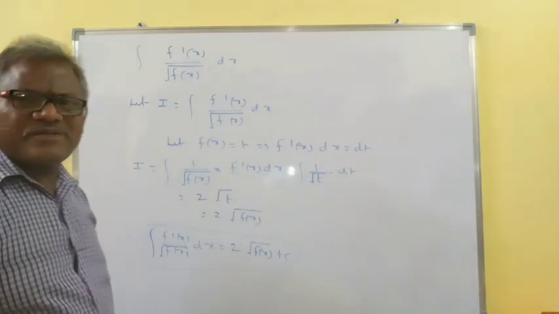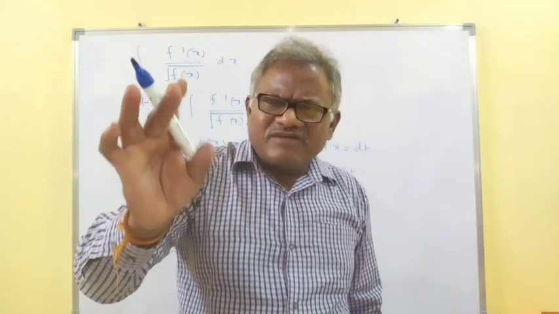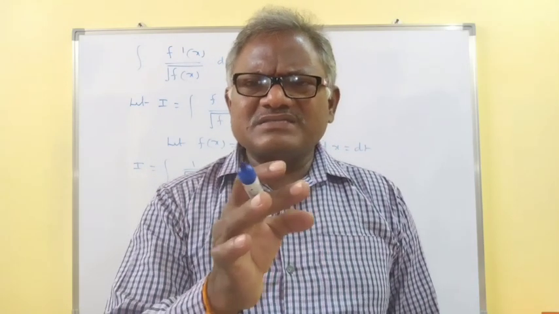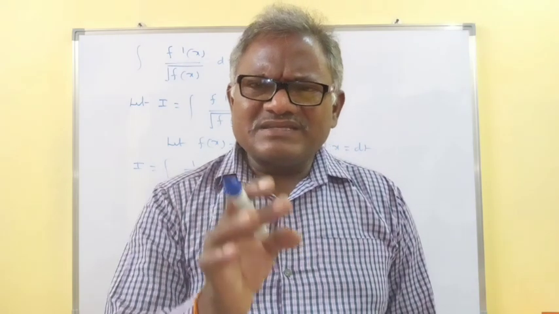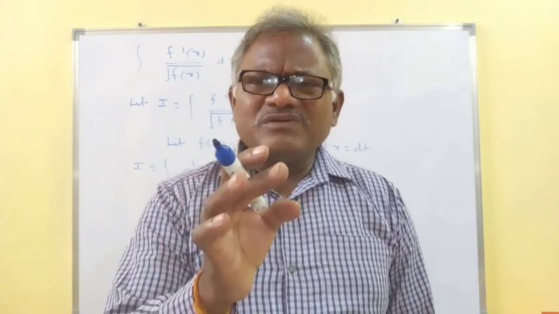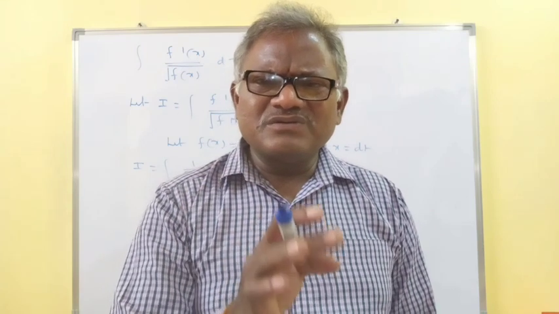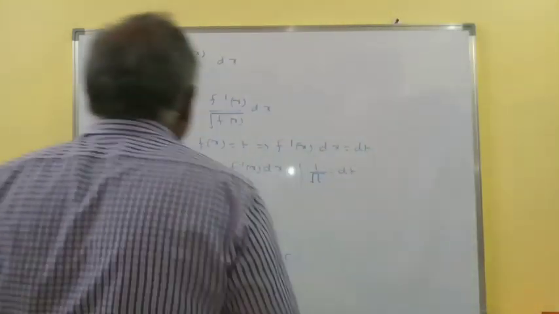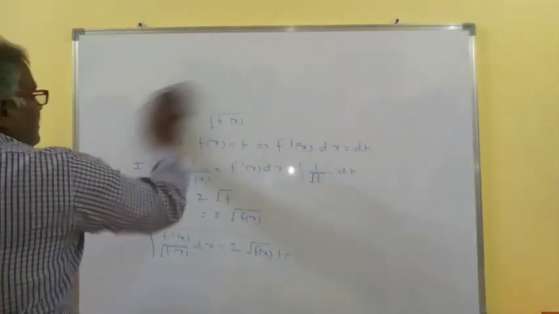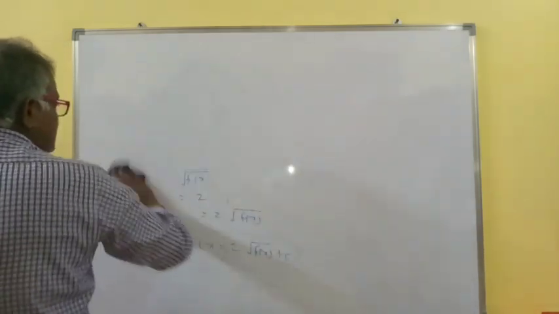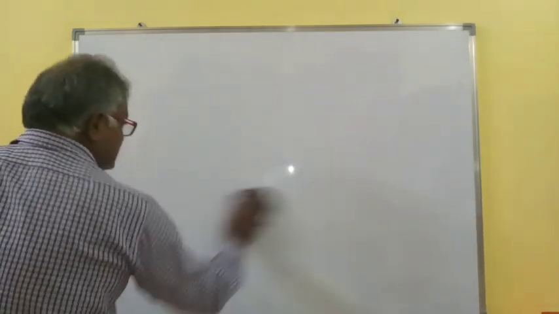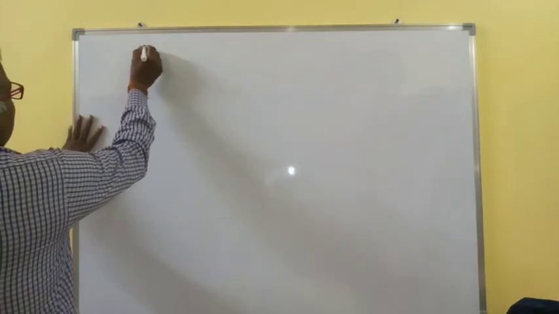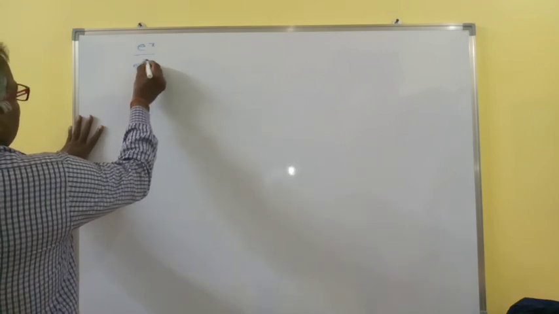So here are the two formulae. One is the integral of f dash x divided by f of x dx is equal to log of modulus f of x plus c. And the second one is the integral of f dash x by root f of x dx is equal to 2 root f of x. Here is one example, e power x by e power x plus 1.